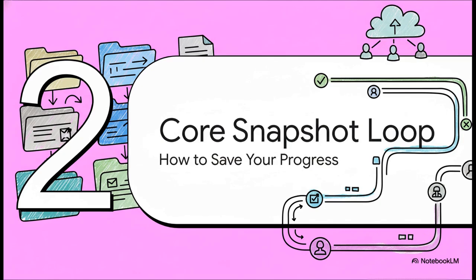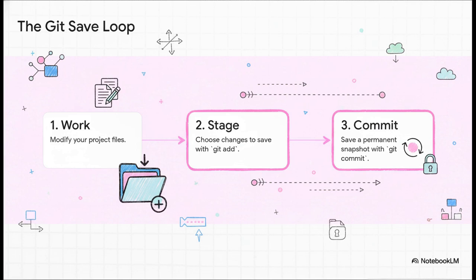All right, let's get into the most important part of this whole thing: the rhythm you'll fall into every single day you use Git. This is the simple three-step dance you'll do over and over to save these meaningful little snapshots of your work. So this is the loop you're going to use constantly. First, you just do your work, right? You edit your files. Then, step 2, you stage your changes with git add.